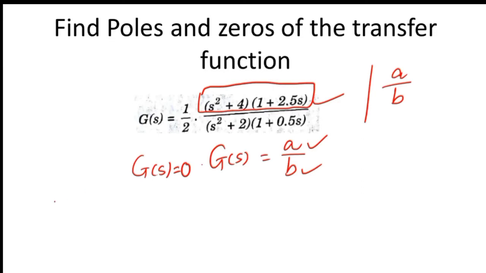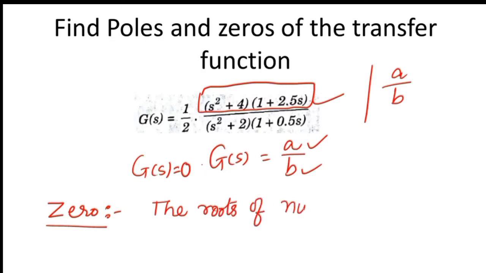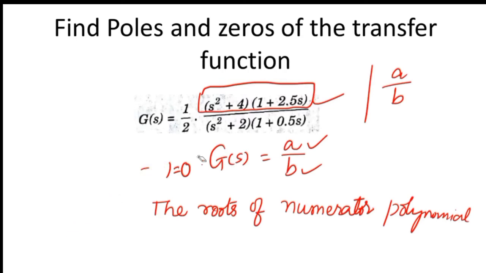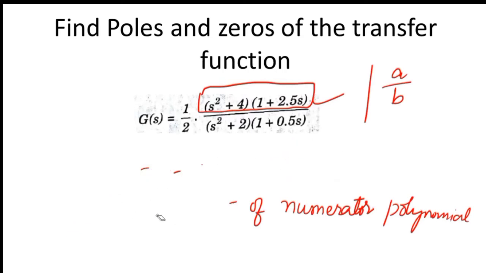So here we define a zero of a transfer function as the roots of the numerator polynomial. The roots of the numerator polynomial are known as zeros. So, here my question is, you are asked to find poles and zeros of the transfer function. First we try to find zeros, then we try to find the poles. Okay.